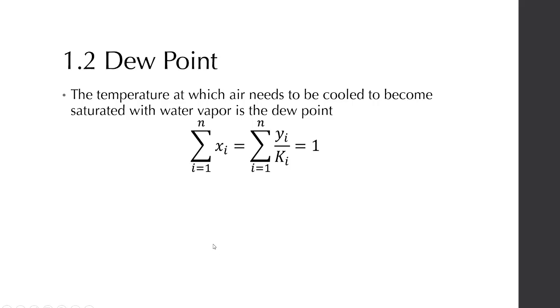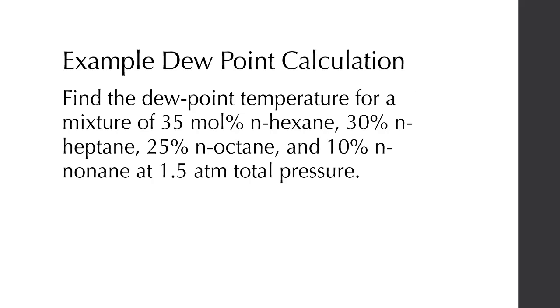We say that a gaseous mixture starts to condense when satisfying the following equation, wherein the sum of xi, or the sum of your components in the liquid phase, must be equal to 1. And the sum of xi is also equal to the sum of yi over ki. This is best described by an example.